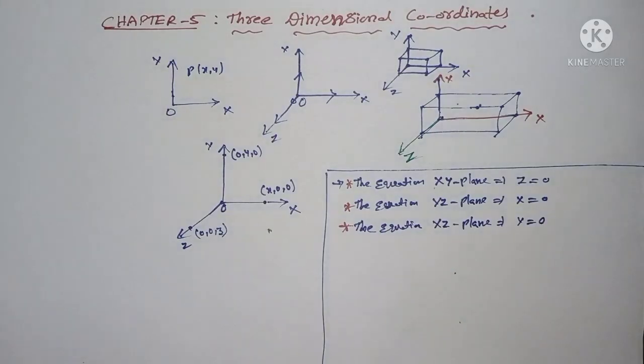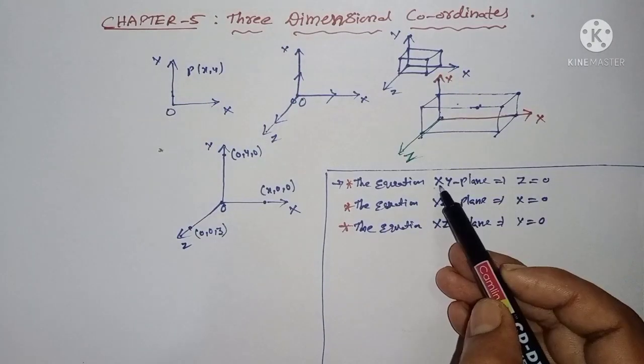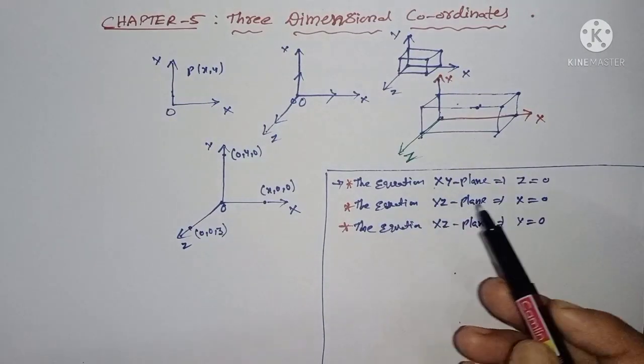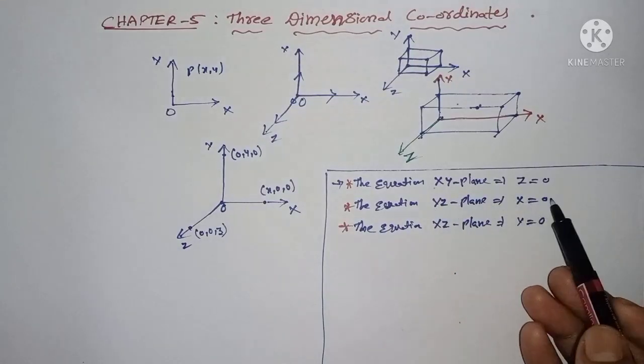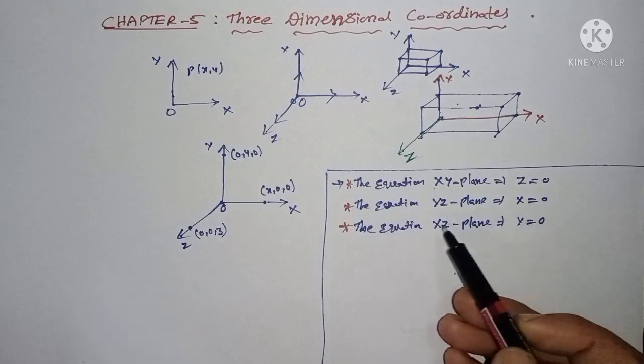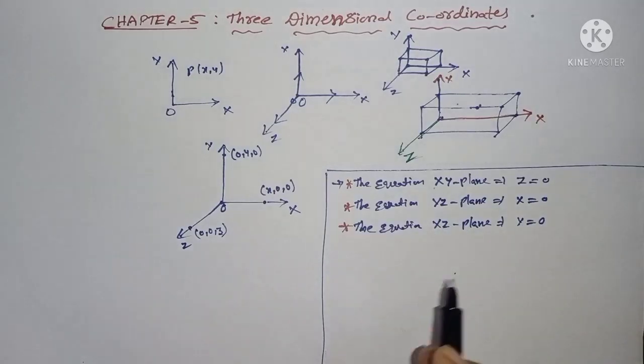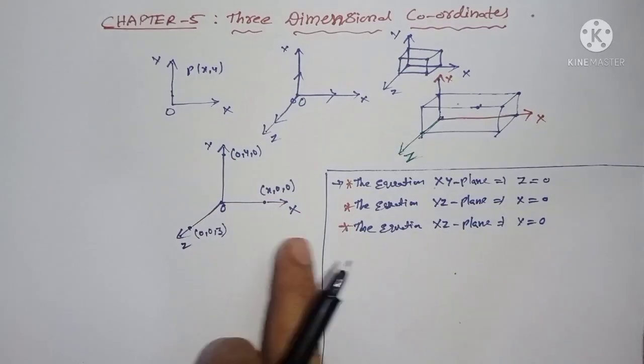If z is equal to 0, that is the xy plane only; x and y coordinates exist. x is equal to 0 means the yz plane only. y is equal to 0 means the xz plane. This is the basic concept of three dimensions.